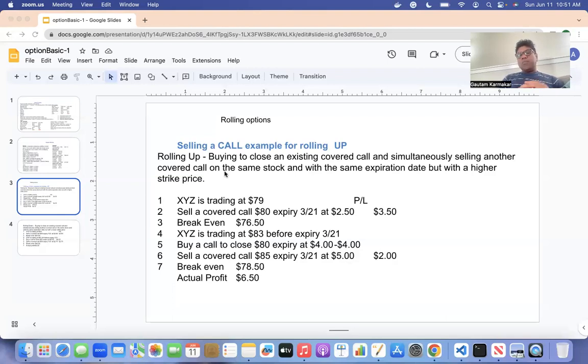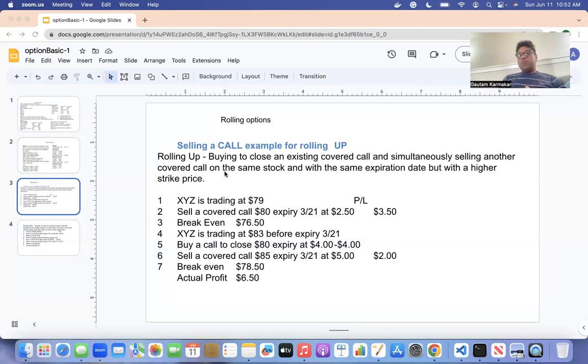You keep the stock. The purpose of rolling up, what statistically people do, is when they want to continue to keep the stock, they don't want to get assigned and have to sell the stock. So you want to continue to keep the stock and continue rolling up the strike price as the stock price moves up, to see how much more income you can generate, right? As the stock price goes above your strike price, you also continuously roll your strike price to higher and higher available values in the market, depending on how much money you are earning and all that.